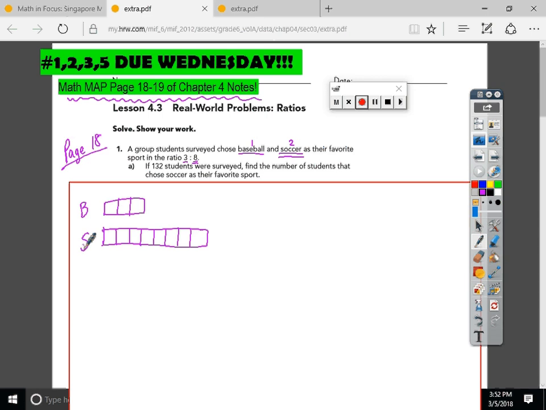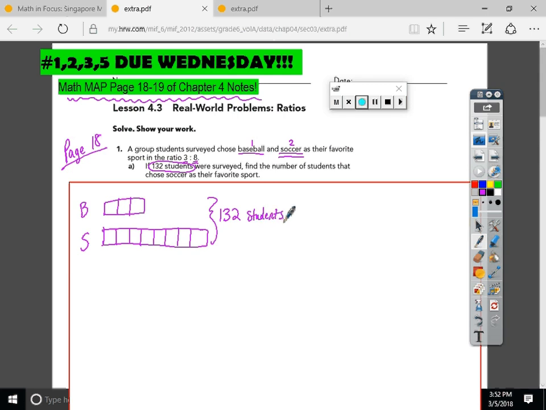All right, now we're ready to apply part A. It says, if I have 132 students that were surveyed, find the number of students that chose soccer as their favorite sport. Well, looking at that math breaker map on page number 18 for this one, you would notice that it asks if we have the part or the whole. So I'll ask you the same thing. If it says 132 students, does that mean just the baseball students? Does that mean just the soccer students? Or does that mean all of them? Oh, it's the whole, it's the total. So I'm going to label both of these bars a total of 132 students.